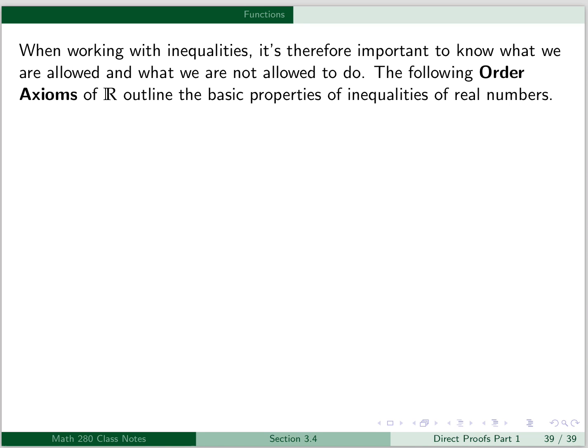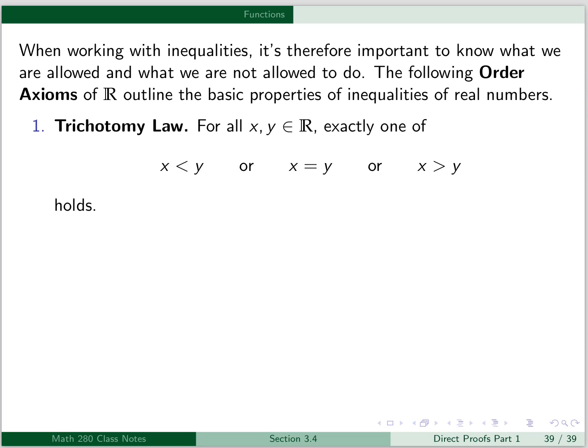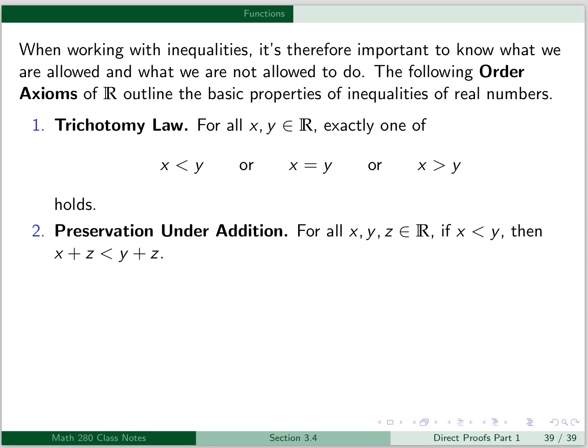The following order axioms of the real numbers outline the basic properties of inequalities of real numbers. The first is called the trichotomy law, and what it says is, for all x and y in the reals, exactly one of the three relations, x is less than y, or x is equal to y, or x is greater than y holds. So given two real numbers, one of the numbers is less than the other, or the two numbers are equal. Our second property is a preservation under addition property. For all x, y, z in the reals, if x is less than y, then we can add z to both sides to obtain x plus z is less than y plus z, and the inequality is preserved.